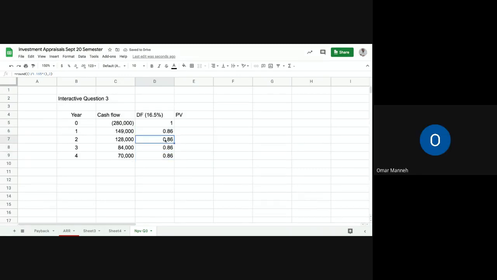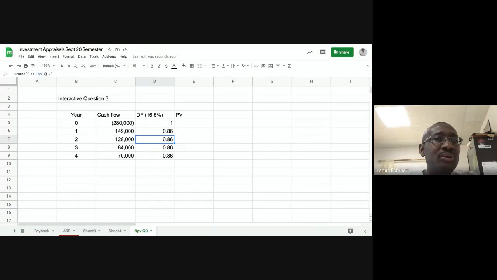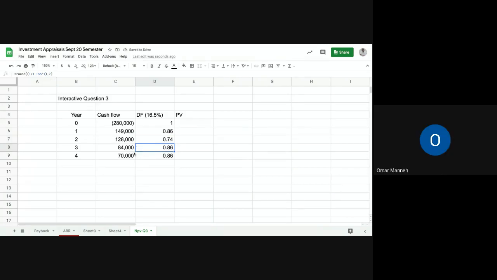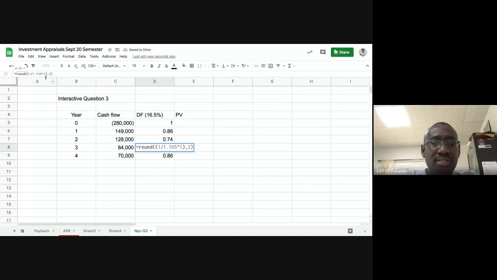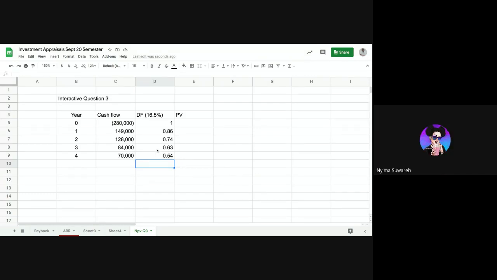Now you are just going to change the raised to power. Very good. Instead of 1, we are in year 2, so we change it to 2. When we are in year 3, we change it to 3, and when we are in year 4, we change it to 4. Excellent. So we have 0.86, 0.74, 0.63, 0.54. Because we are discounting, are all these numbers greater than 1 or less than 1? They are less than 1.